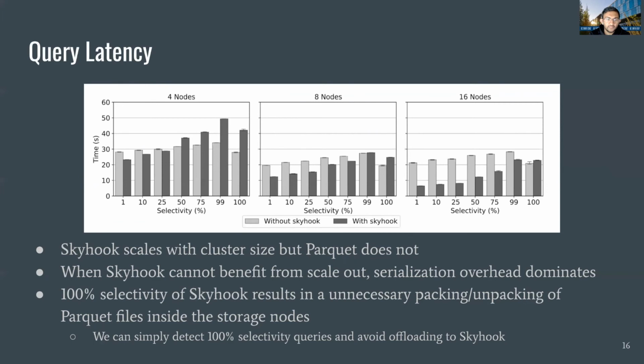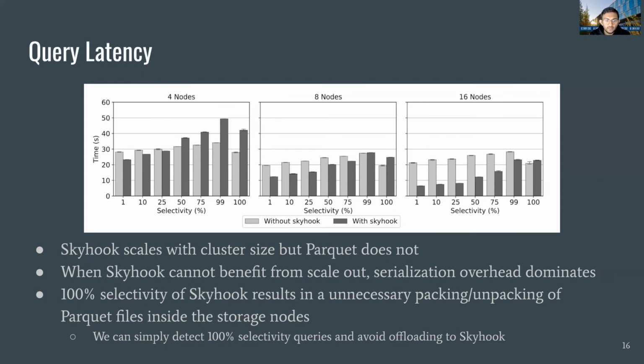In our row selectivity experiments, we found out that Skyhook scales with the cluster size, but Parquet does not. It stops at a point. We also found out, for example, in the 4-node scenario, Skyhook cannot benefit from the scale out because Parquet already has enough resources, or the client-side execution already has enough resources to scan data from 4 nodes, then the serialization overhead of Skyhook dominates. The serialization overhead is basically the overhead of packing an in-memory result Arrow table into the wire format, where all the column buffers need to be copied separately and written together contiguously for sending them over the network.